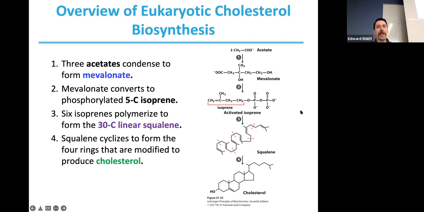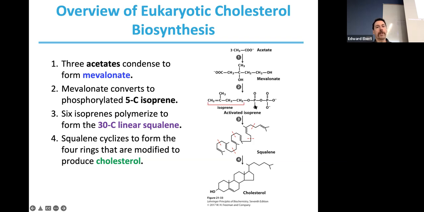We're going to take 3 acetates. We're like, oh, 2 carbon units are acetyl-CoA. Awesome. We're going to take 3 of them and make mevalonate. Okay, so look at 1, 2, 3, 4, 5, 6. We got a 6-carbon unit, mevalonate. Okay, awesome. We're going to lose a carbon. I think we make carbon dioxide. And we're going to condense that into a 5-carbon isoprene.